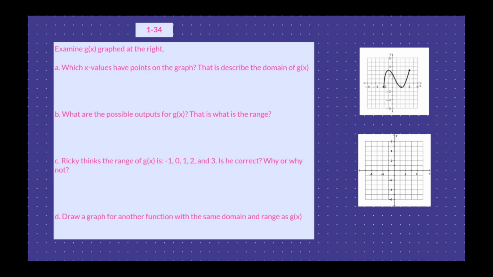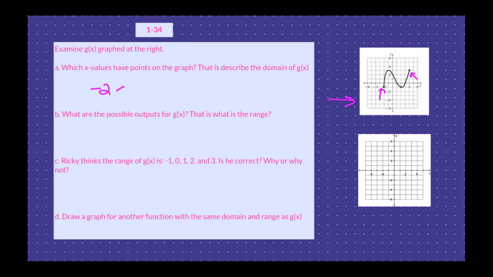This one says you have g of x graphed at the right, which is right here, and which x values have points on the graph? That is, describe the domain. Well, my first thing is to look for the lowest x value. Well, that's -2, so I'm going to go ahead and put -2 here. Then I'm going to look for the highest x value. Well, that just happens to be at 4.